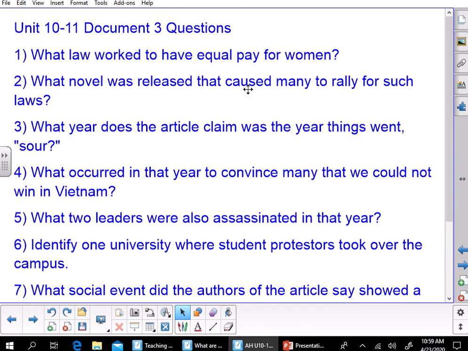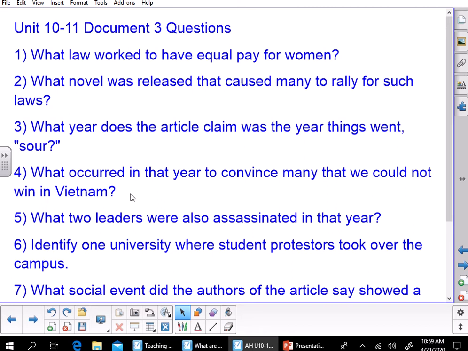Number two, what novel was released that caused many to rally for such laws? That was a novel we'll talk about next week called The Feminine Mystique. What year does the article say everything went sour? 1968. We had a video about that when class was normal. Number four, what occurred in that year to convince many that we could not win in Vietnam? Now, that's a review from the last unit.